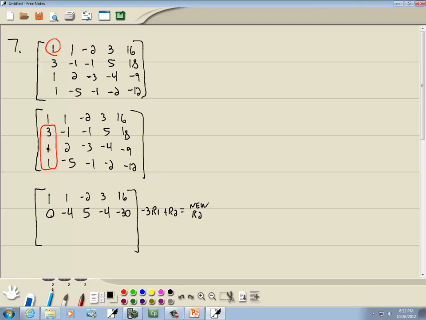Okay, we'll take, see we have row 1 here. We ask what do we multiply by to get a 0 here. We multiply it by negative 1. So I'll take negative 1 times row 1 and add that to row 3 to get us our new row 3.